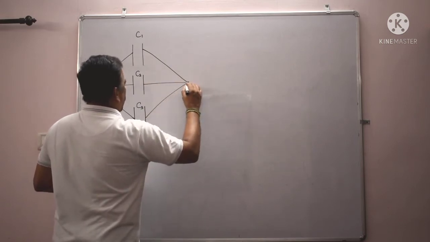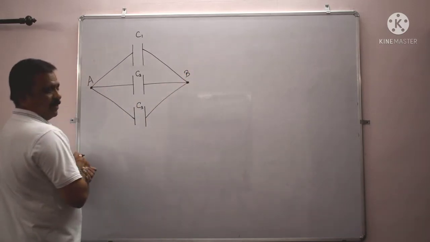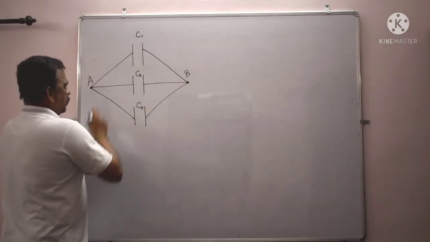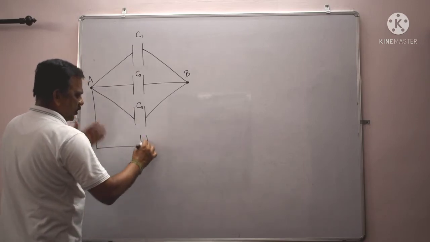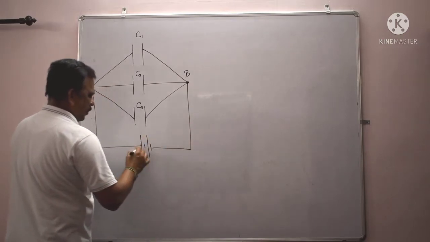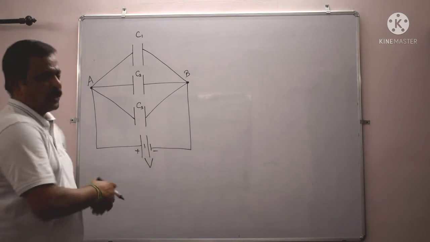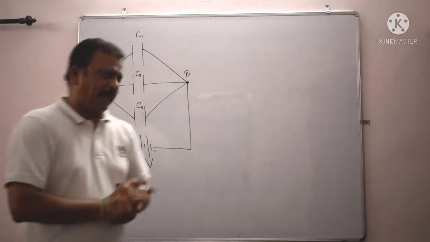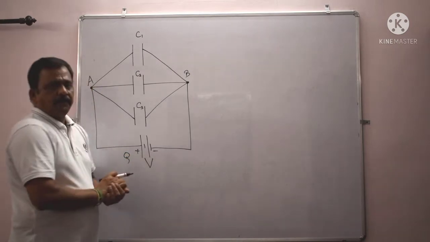So when similar terminals are joined together, I get a parallel combination. So I get the junction point B. Now between these 2 junctions, let me connect a battery. Such a very simple circuit. Let V be the applied voltage or terminal potential difference of the battery, or simply battery voltage, and let Q be the charge supplied by the battery.